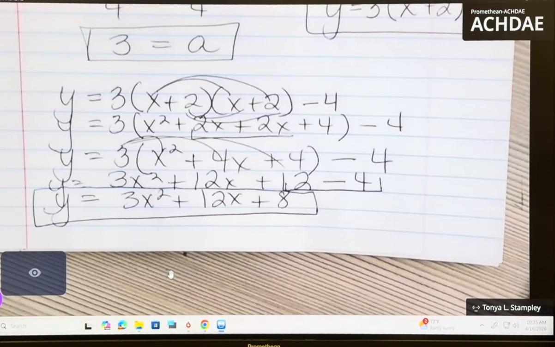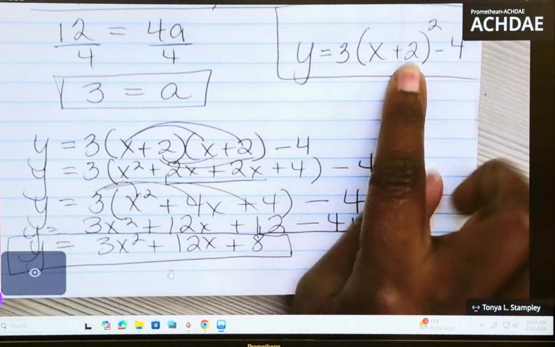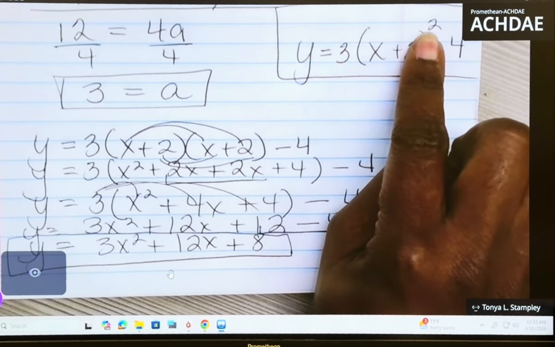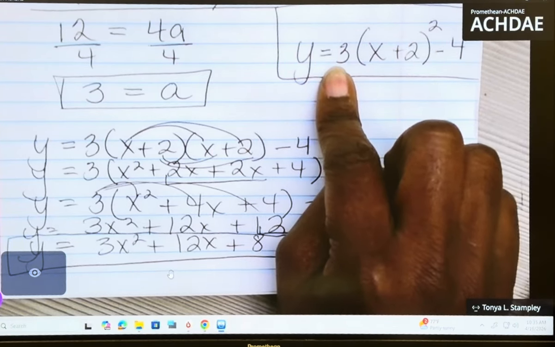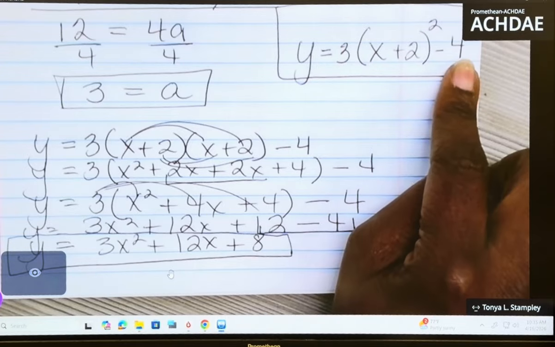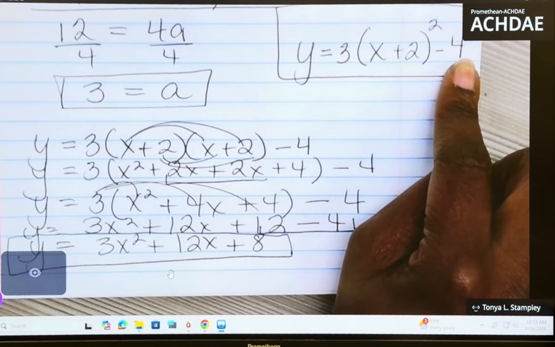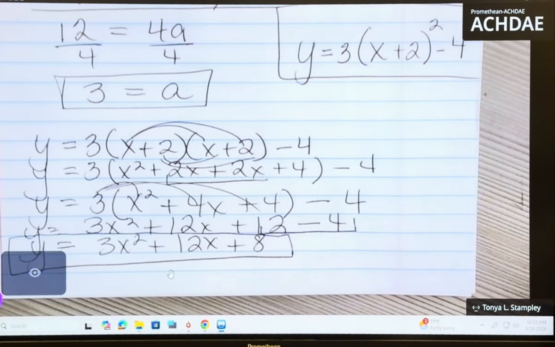Everybody with me? Do me a favor, grab your calculator real quick. Everybody do this. You got your calculator? Put 2 in the calculator. Square it. Multiply it by 3. What do you got? Minus 4. What do you got? What is that? The y-intercept. So from vertex form, you can get your y-intercept.